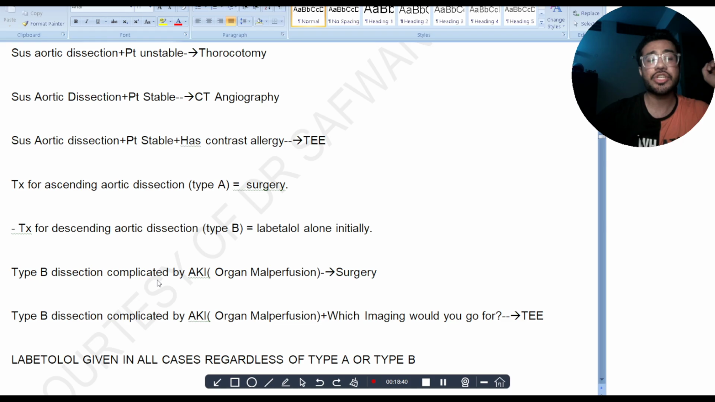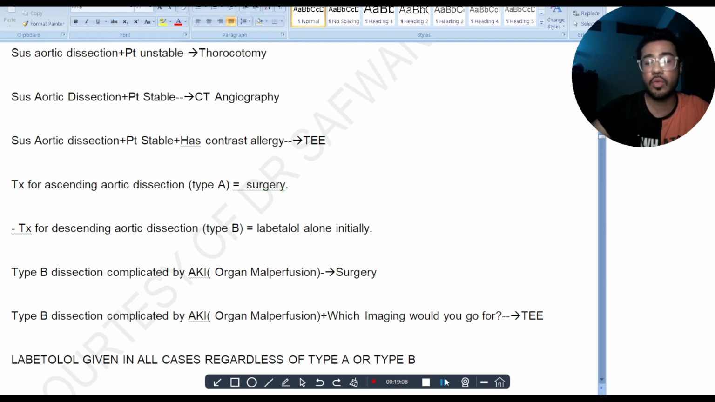Type B dissection complicated by AKI: now you do a surgery. So basically, type B dissection is less prone to creating complications. That's why you just go for labetalol. And type A dissection is more prone to creating complications. That's why we just go for surgery at the start, not just labetalol. We will give labetalol, but we proceed to the surgery. But if the type B causes complications, you also go for the surgery.